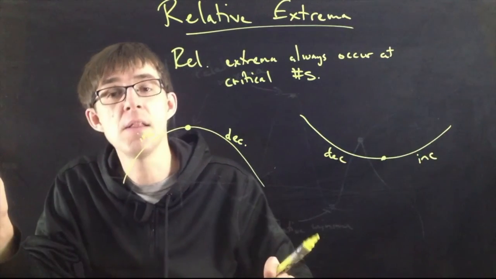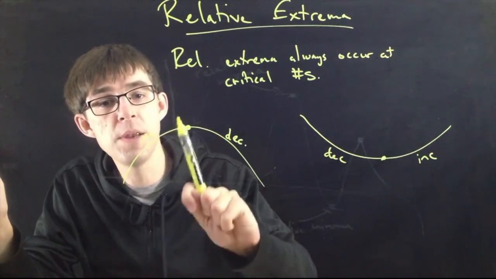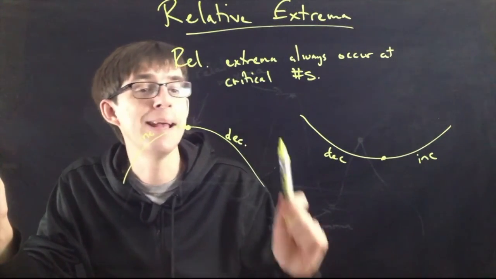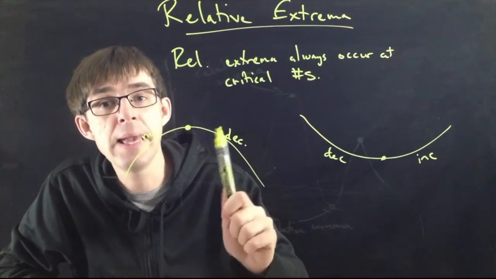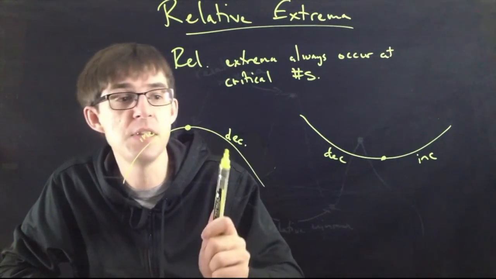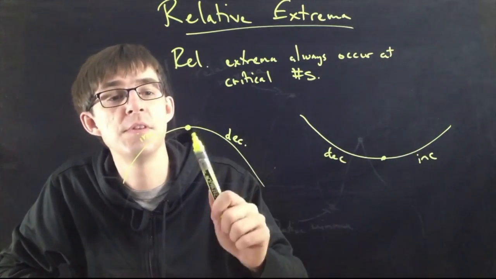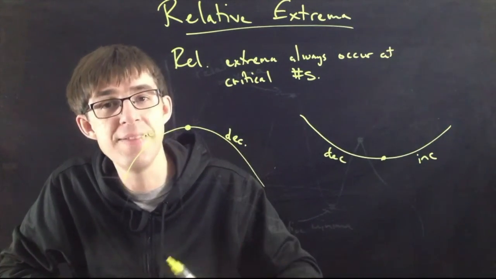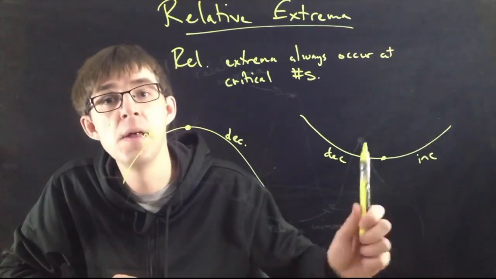This is how you can tell, even if you don't see the picture, since we already know how to determine if the function is increasing or decreasing in various regions. If you know what the critical number is, and you know whether it goes from increasing to decreasing or decreasing to increasing, that's enough to tell you if this is a relative maximum or a minimum. If the function goes increasing and then decreasing, then it's a maximum. If it goes decreasing and then increasing, then it's a minimum.